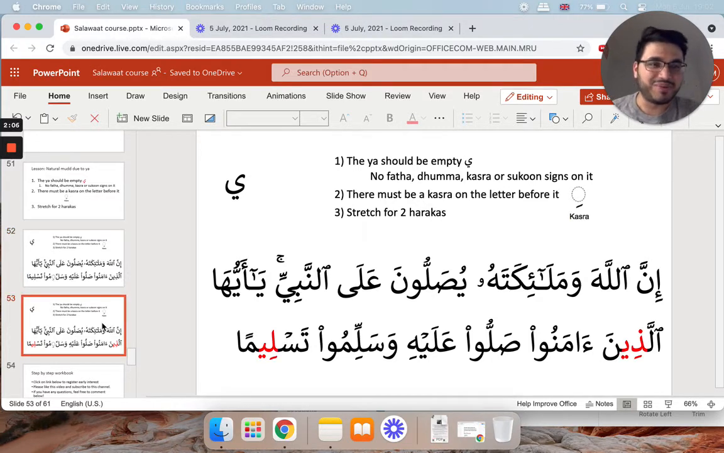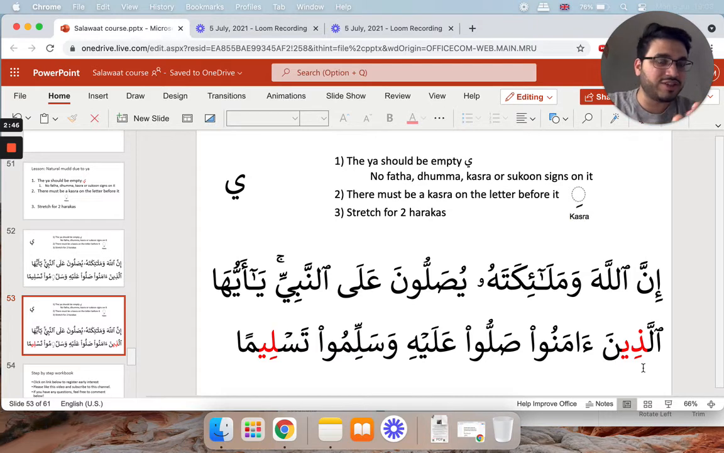Okay, so you will find that this happens twice in this particular verse. So yeah, let's look at that. Over here, you can see the ya is there, and before that, the letter has a kasra. So it will be stretched. The letter would be stretched for 2 harakas. So you would say: alladhina, ya ayyuha alladhina. So you can see I'm stretching it for 2 harakas.